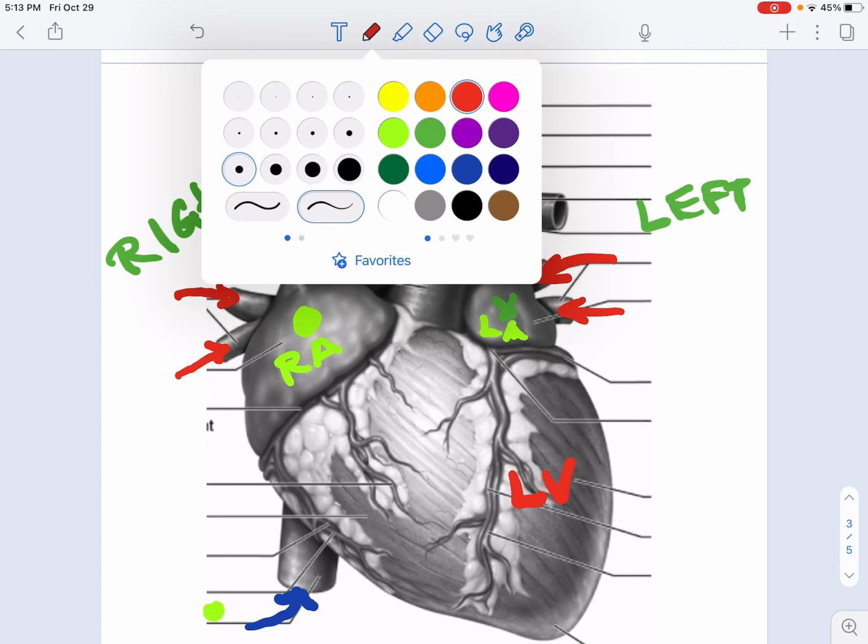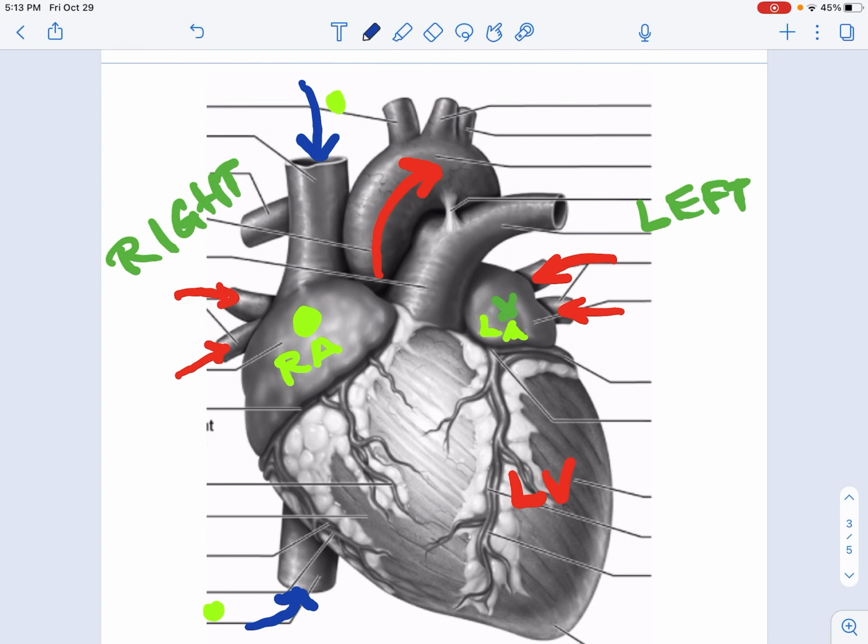The other important artery is moving deoxygenated blood to the left lung and to the right lung through the pulmonary arteries. So the pulmonary trunk moves blood out of the heart from the right ventricle out to the lungs.